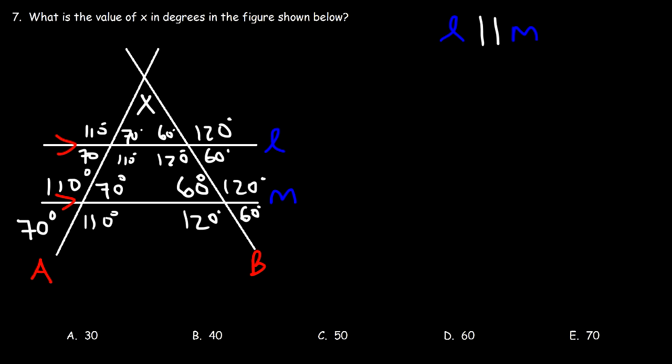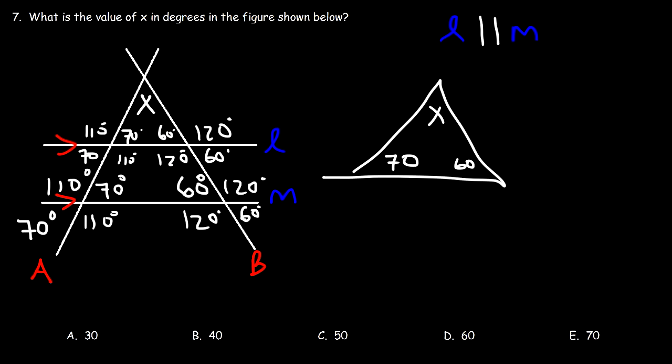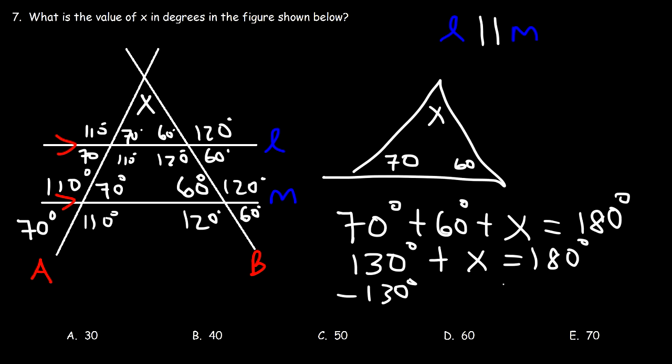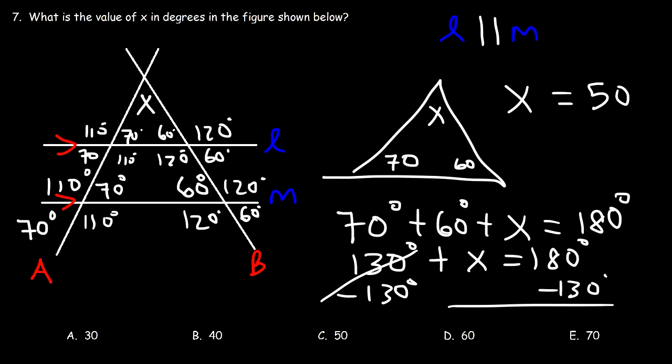So now we can calculate x. Let's focus on the triangle. This is x, this is 70, and this is 60. Now the three angles of a triangle have to add up to 180. So this will help us to calculate the value of x. 70 and 60 adds up to 130. And to calculate x, we need to subtract both sides by 130. So x is going to be 180 minus 130, which is 50 degrees. And that is the answer.